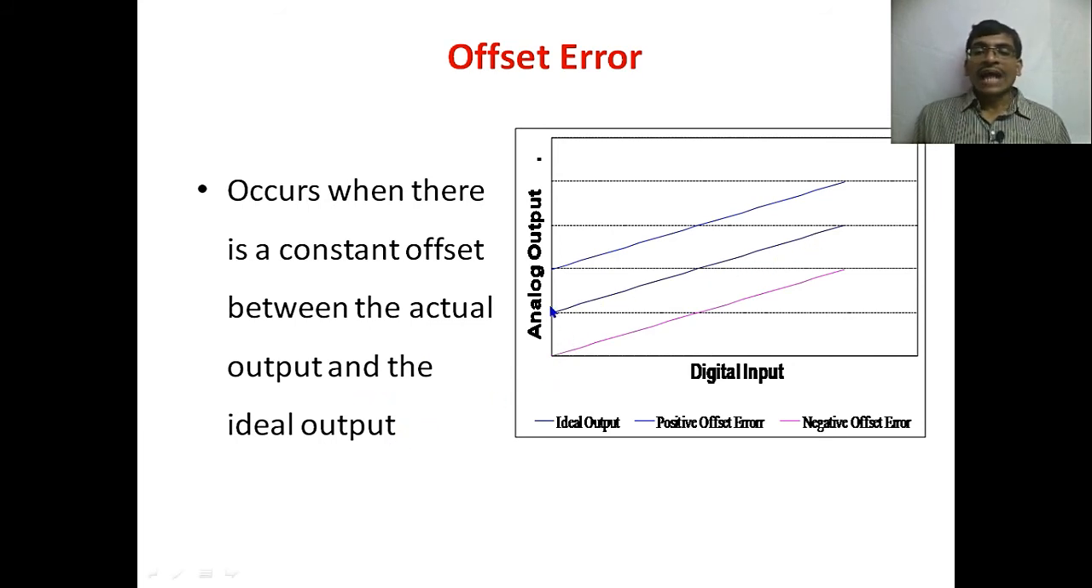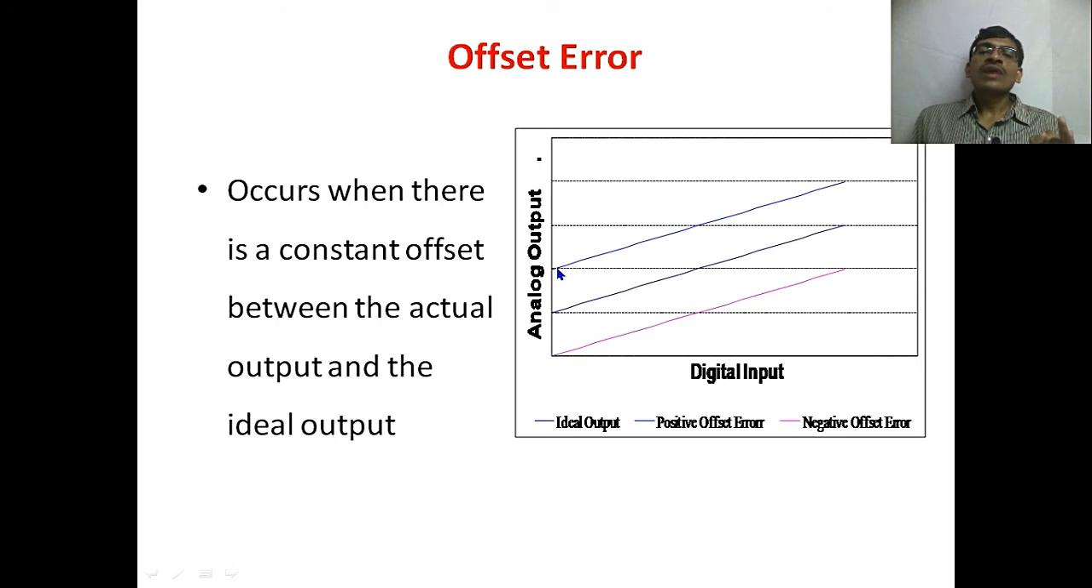This is the ideal curve, this one is a positive offset error and this one is a negative offset error. In the ideal case I am assuming that for 0 0 0 it has to give 0.1 volts, so it is a 0.1 volts curve. But in practice I am getting 0.2 volts for the 0 0 0 binary input. That means it is a positive offset error. If I am getting 0 for the 0 0 0, then that is called the negative offset error. The offset may increase or decrease, so the offset error can be positive or negative.